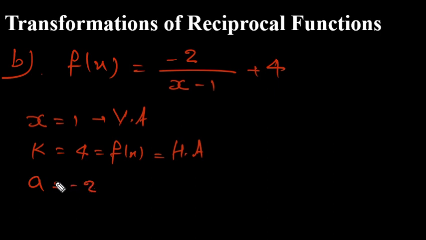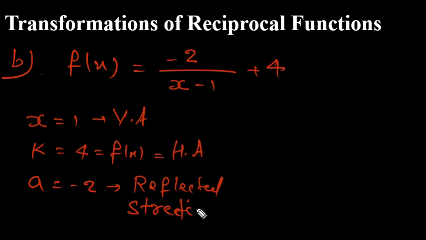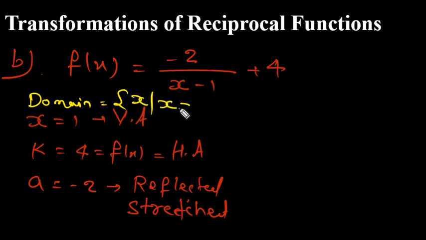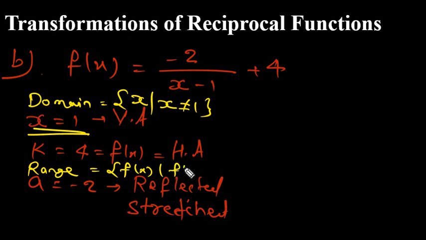a equals -2, so the graph will be reflected across the x-axis, also stretched, reflected and stretched. Now if you want to write the domain here, the domain is, without the graph, all values of x other than x not equal to 1, because at x equals 1 there is a vertical asymptote. What will be the range? The range will be all values of f of x other than f of x not equal to 4, right?